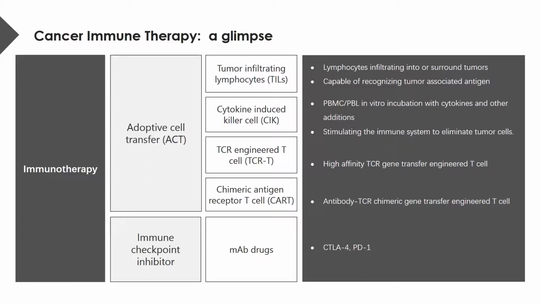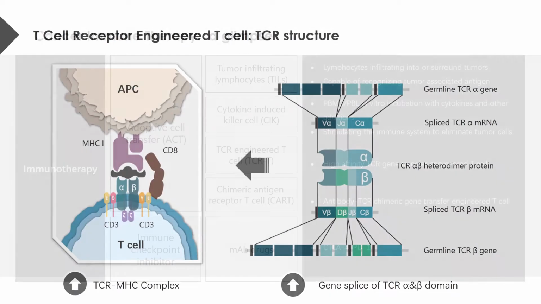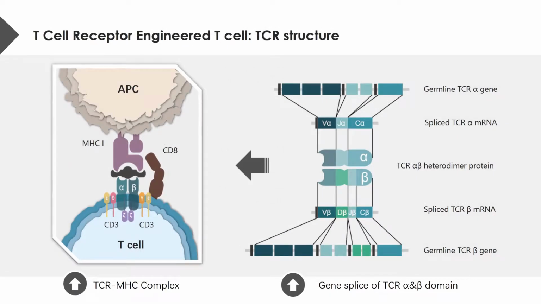There are different strategies of ACT. Tumor-infiltrating lymphocytes, cytokine-induced killer cell, chimeric antigen receptor T-cell which we have reviewed in another video, and TCR engineered T-cell which we will talk about in this video are all being considered and developed. To better understand how TCR engineered T-cell technology works, we should first know about the TCR structure.